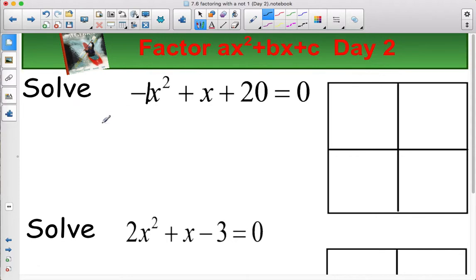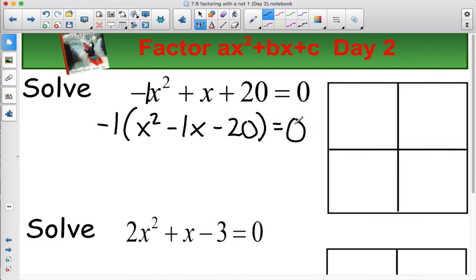So I simply just get then a -1, and what's left behind? Well, it's an x squared minus 1x minus 20, because when I divide by a negative, it changes my signs. And again, I don't need to use fractions in this one because it evenly divided out. We'll need to use fractions in the next one. So I divide out a negative 1. Now all I need to do is factor the inside the parenthesis part.